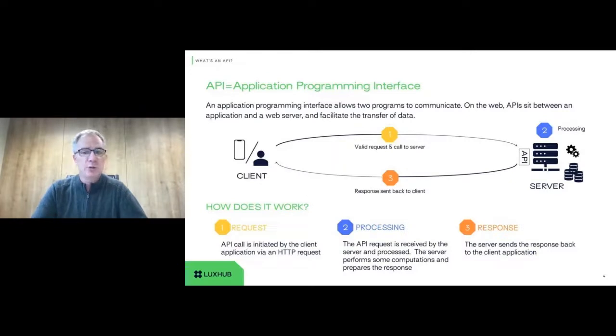This computation is required in order to prepare the response that has to be sent back to the client. So that's what's going to happen in step number 3. The server will send the response back to the client, and your smartphone, in this case, will be able to display the forecasted temperature for the next 5 days.